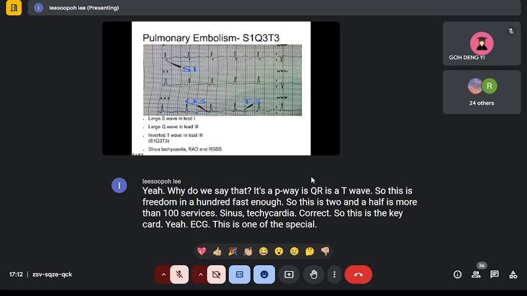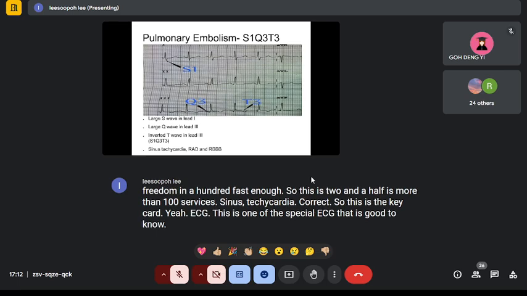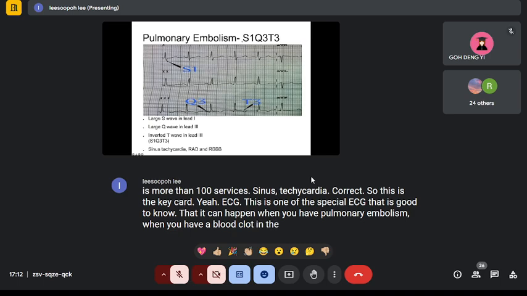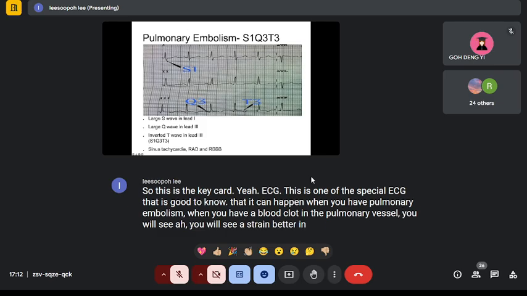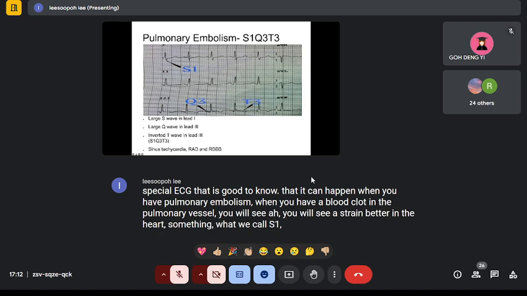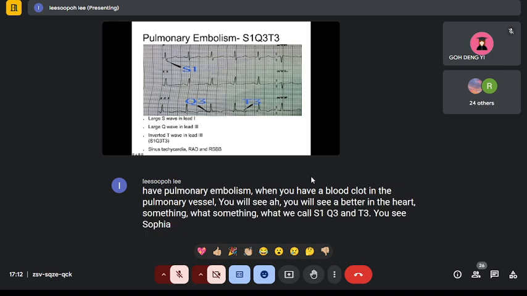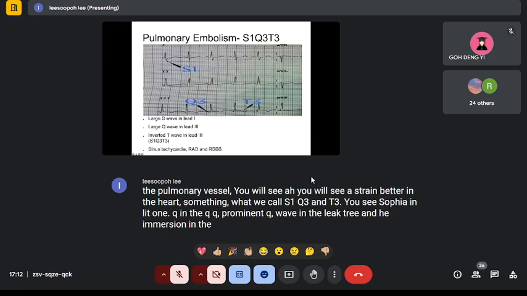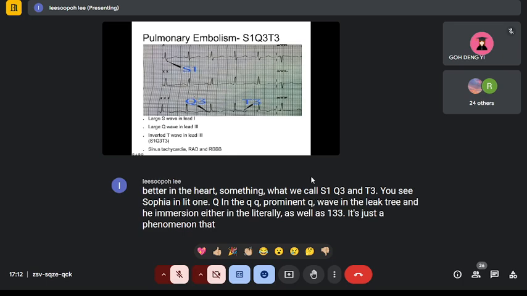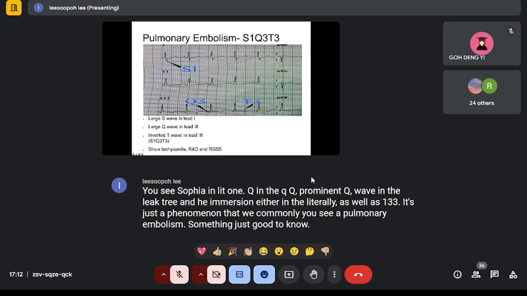This is just one of the special ECGs that is good to know, that it can happen when you have pulmonary embolism, when you have a blood clot in the pulmonary vessel. You will see a strain pattern in the heart, something we call S1, Q3, T3. You see an S wave in lead 1, a prominent Q wave in lead 3, and T inversion in lead 3 as well. S1, Q3, T3 is a phenomenon that we commonly see in a severe pulmonary embolism. Something just good to know.